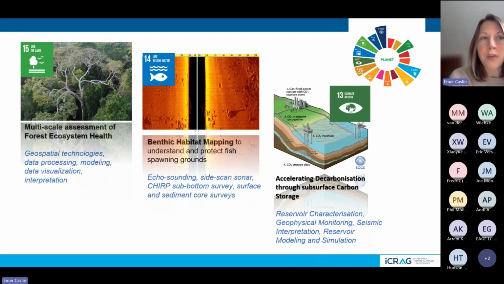This is just a few examples for planet. We had things like multi-scale assessment of forest ecosystems in Asia. We had benthic habitat mapping, understanding and protecting fish spawning grounds as well. And also something, I suppose, of more familiarity potentially with this group, showing that the oil and gas industry plays a huge part in the positive acceleration of these SDGs towards the 2030 agenda. So this was an example of the Northern Lights carbon capture and storage project.